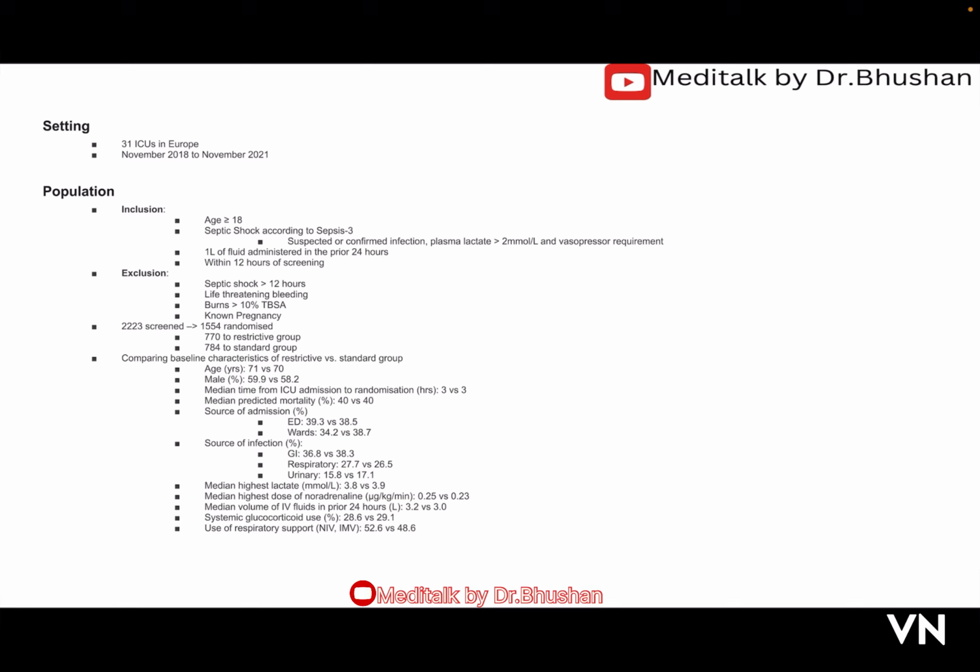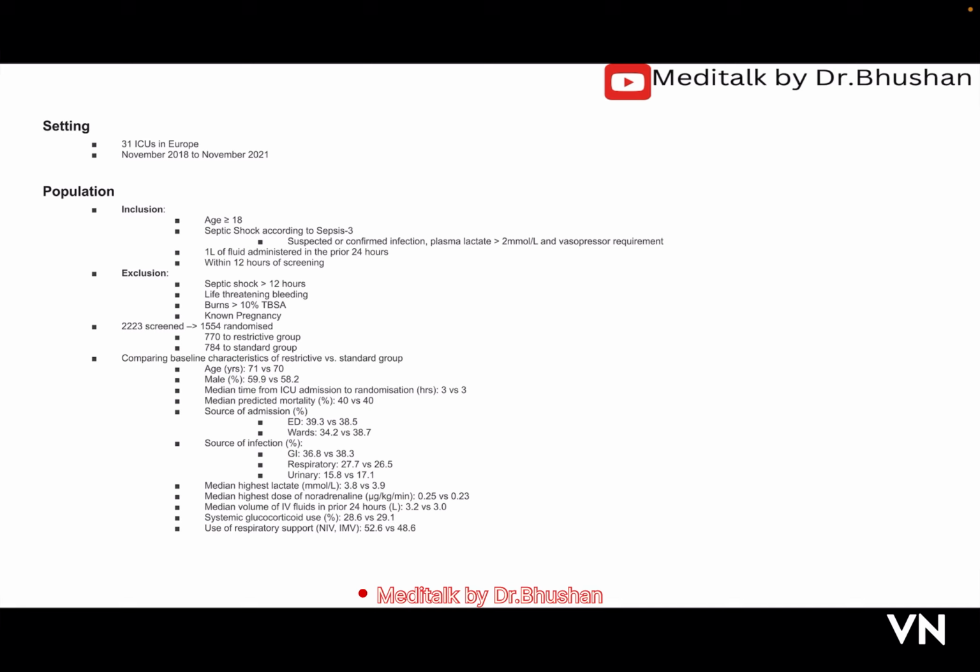Population for this study: inclusion criteria: age more than 18, septic shock according to Sepsis-3, suspected or confirmed infection, plasma lactate more than 2 mmol/L or vasopressor requirement, and 1 liter of fluid administered in the prior 24 hours, within 12 hours of screening. Exclusion criteria: septic shock for more than 12 hours, life-threatening bleeding, burns more than 10% of total body surface area, known pregnancy. A total of 2223 patients were screened, 1554 randomized, 770 to the restrictive group and 784 to the standard group.